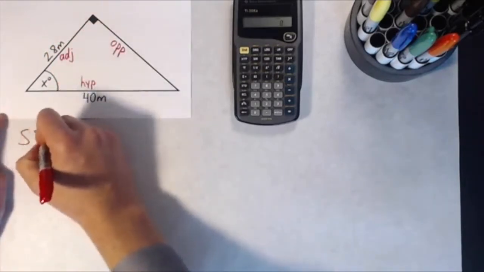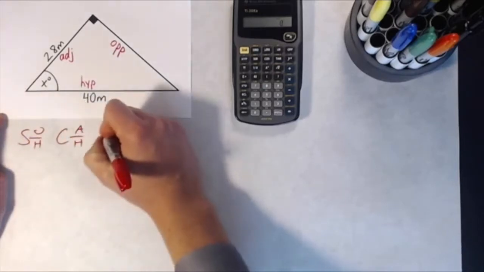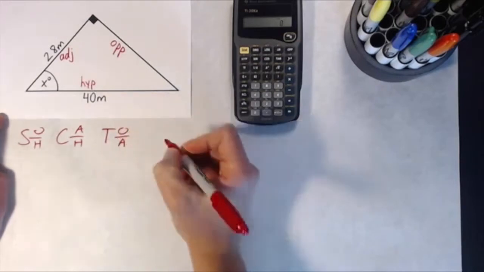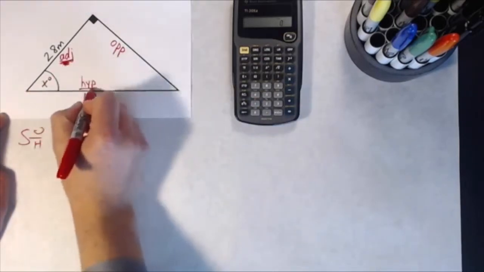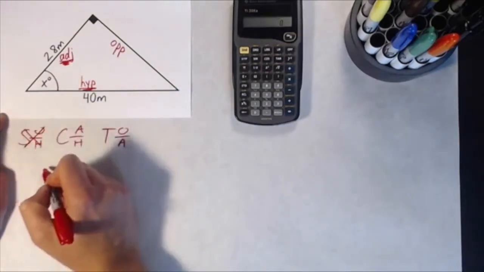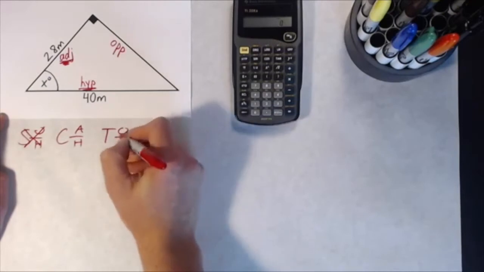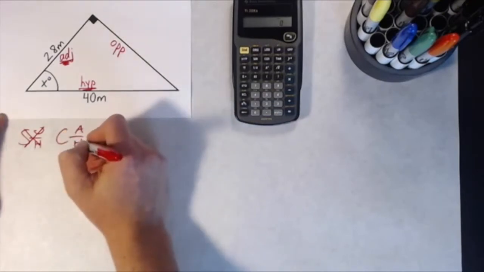So I'm going to write out my three formulas, SOH, CAH, and TOA, and then choose the one I'm going to work with. I need the one that uses adjacent and hypotenuse. So this one's opposite and hypotenuse. I don't want that one. This one's opposite and adjacent. I don't want that one. Here's the one I need, adjacent over hypotenuse.